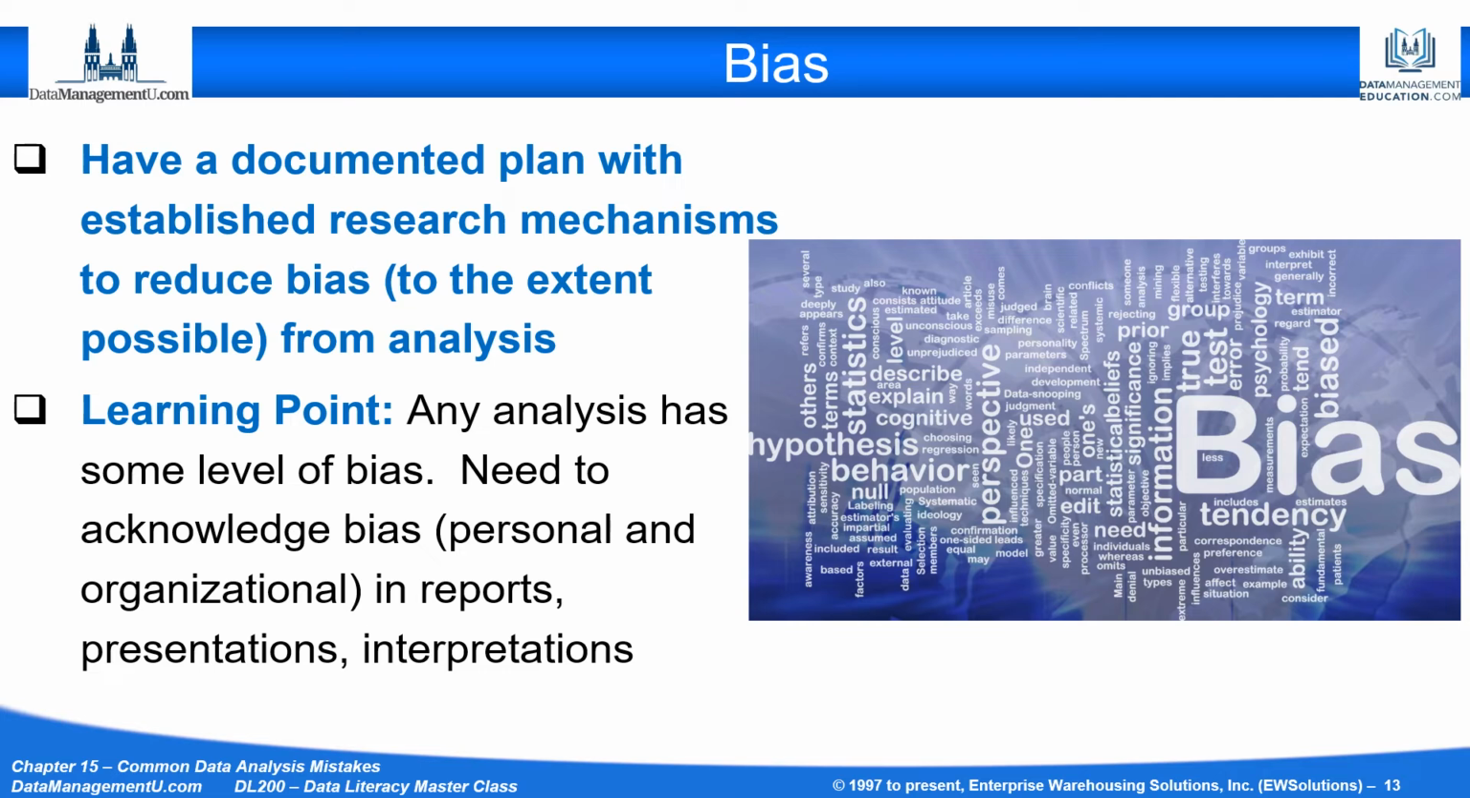Let me wrap up this section on bias. Bias always happens. There's always some level of it within an analysis. Here's what we need to do. Number one, we need to acknowledge it, that it happens, whether it's in reports, presentations, interpretations, whatever it might be. Great data analysis actually has a documented plan with established research mechanisms to reduce bias to the extent that it's possible. So have a plan for that, if you're a data scientist or a business analyst, to reduce and remove as much bias as you reasonably can.